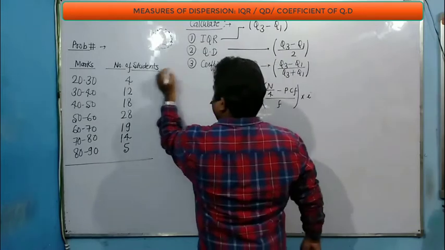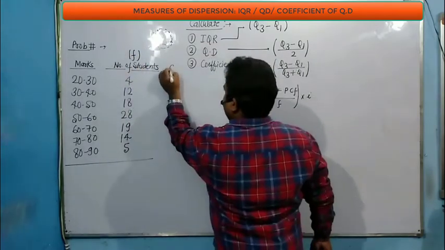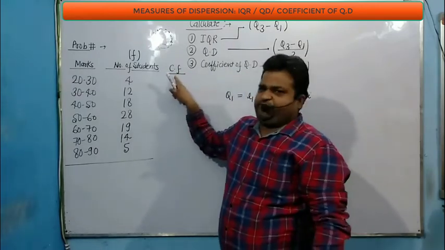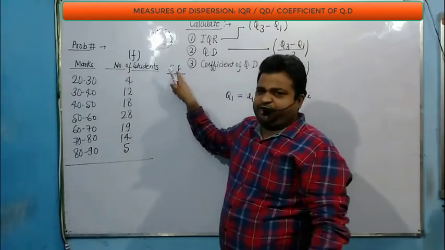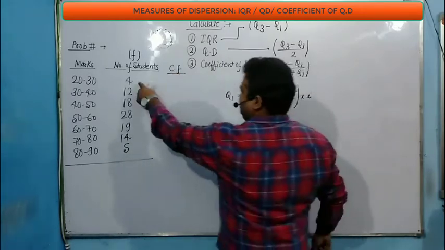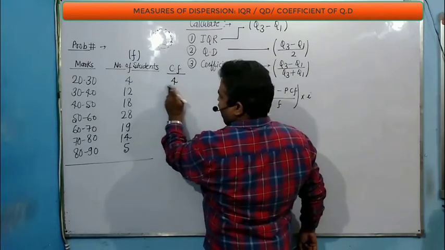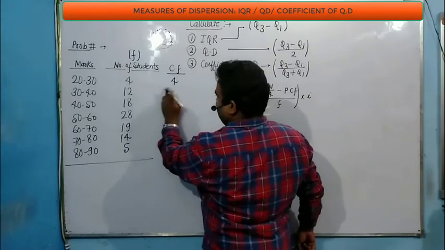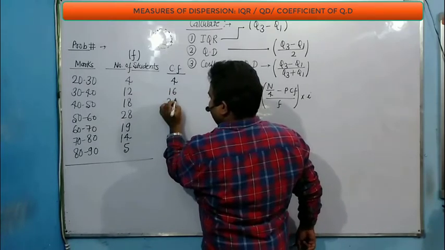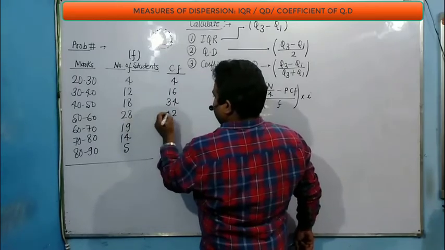Now how do you calculate the quartile? The number of students is considered as frequency. Now you need to calculate another table which gives the cumulative frequency. This CF represents cumulative frequency, which is the addition of all frequencies one by one. Keeping the first as constant, 4 remains the same. Then add diagonally: 4 plus 12 gives 16, 16 plus 18 gives 34, 34 plus 28 gives 62.